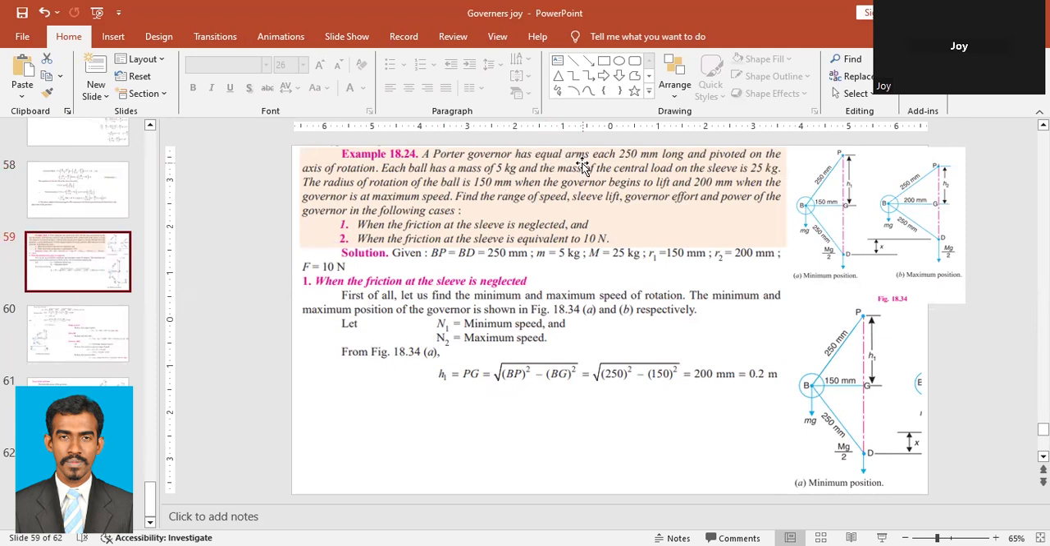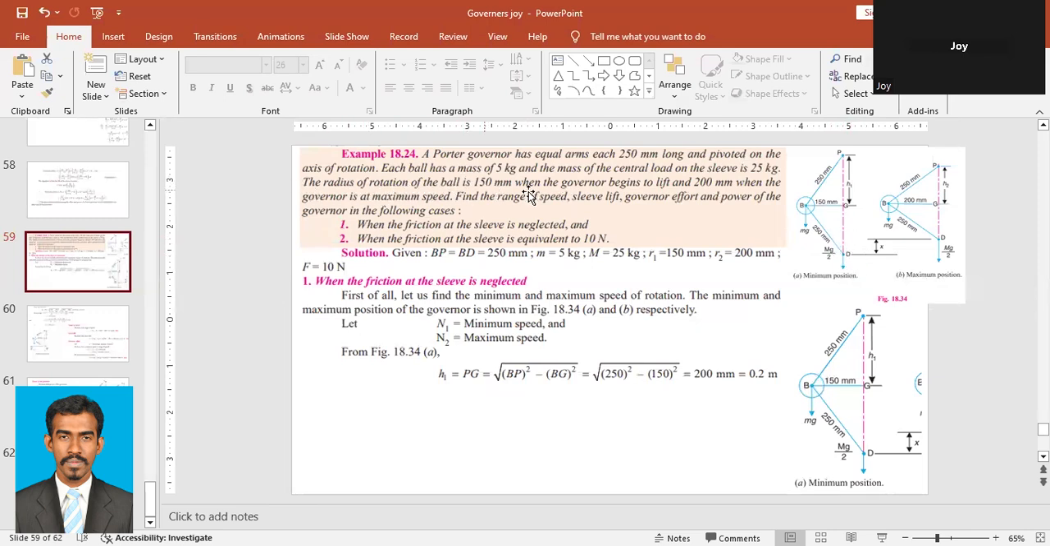A Porter governor has equal arms, each 250 millimeter long, pivoted on the axis of rotation. Each ball has a mass of 5 kg. So here we have a ball that is 5 kg, and the mass of the central load is 25 kg.